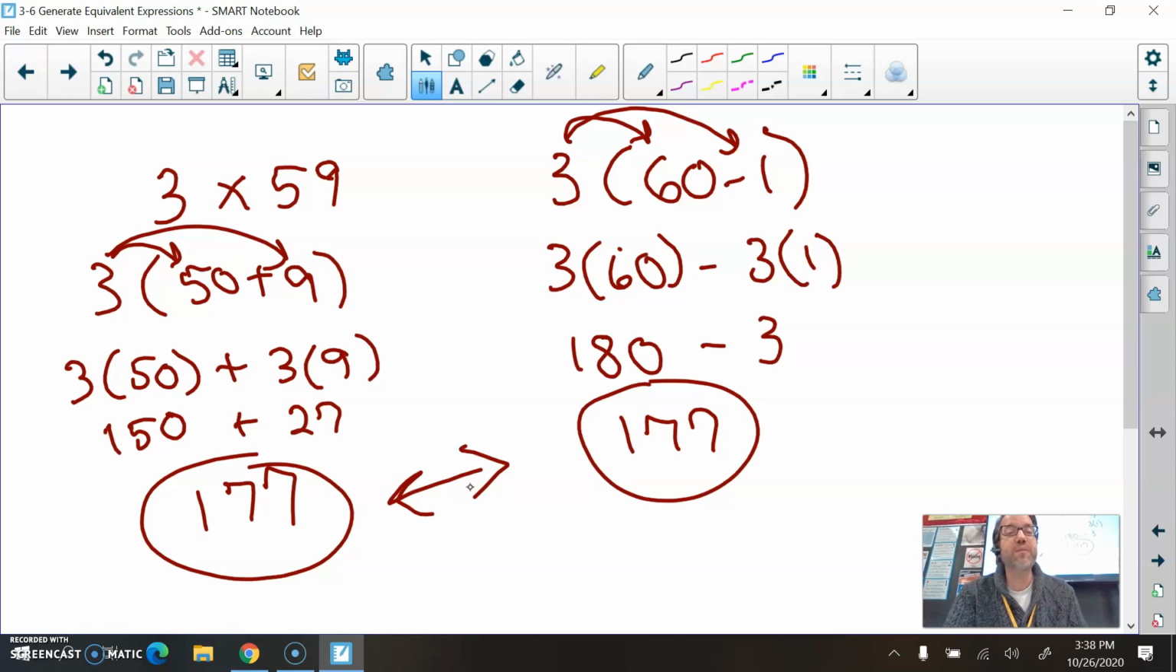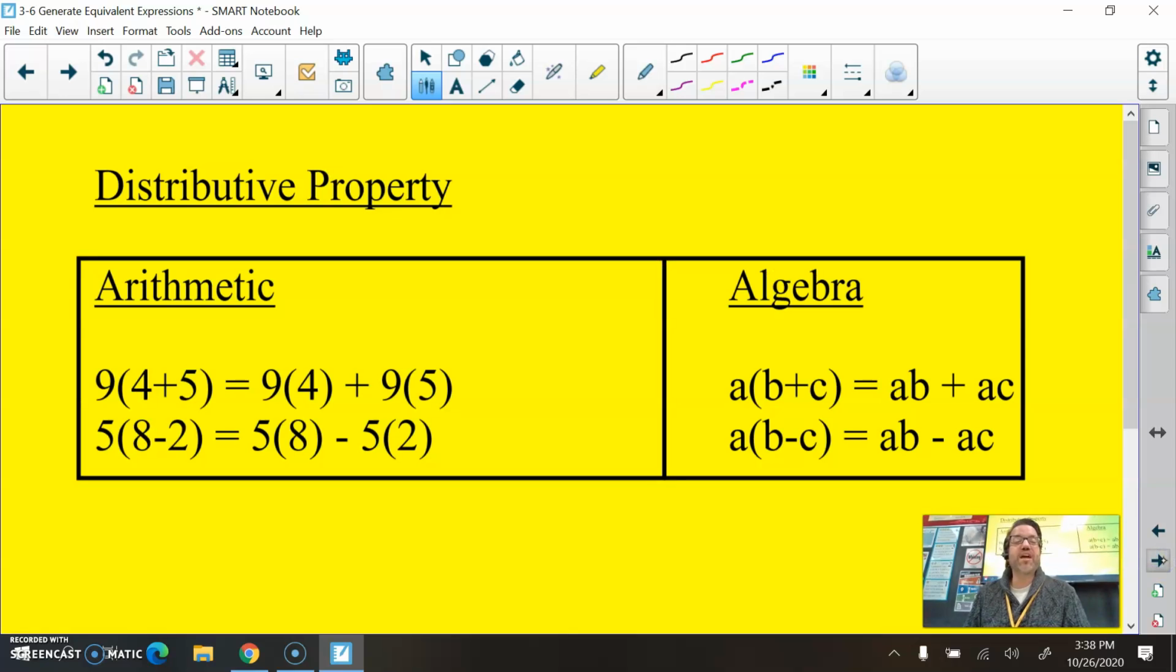All right. But we're talking about generating equivalent expressions today, specifically with algebraic expressions. And when you see that word algebraic, that just means algebra, we're going to be including variables in our expressions. So 9 times the quantity 4 plus 5 equals 9 times 4 plus 9 times 5. You're taking the 9, you're multiplying by the 4, and then you're multiplying by the 5. You're adding those results together. Or here you're multiplying 5 by 8, and then 5 times 2, and then finding their difference since it's subtraction here. That's the distributive property.